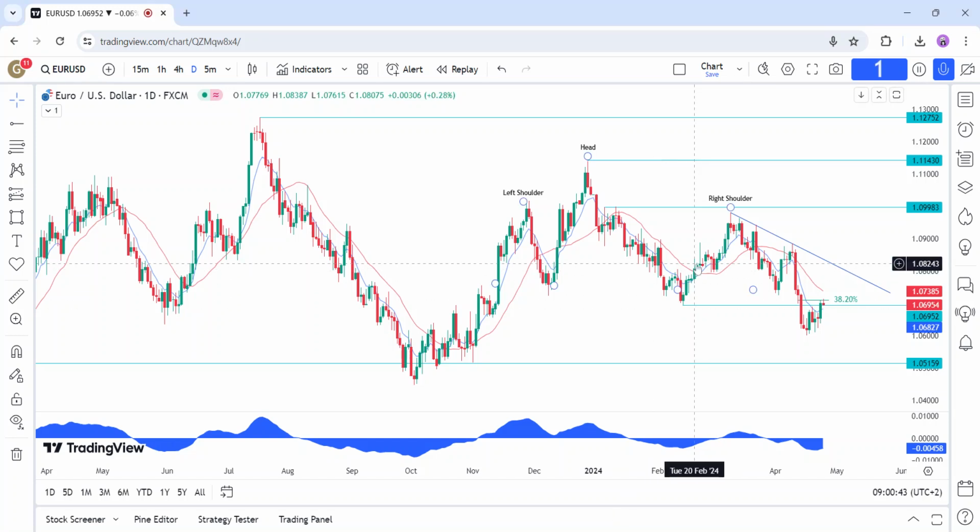Hi everyone, this is a technical analysis on EURUSD. Let's start with some fundamental background first.